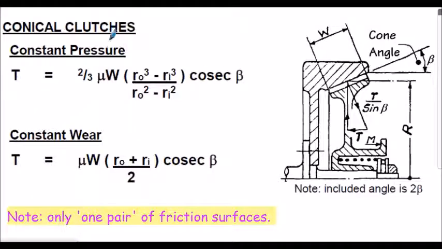So if we now compare the flat plate clutches to the conical clutches, the only difference we find is that in the formula for torque for constant pressure, we have a cosec beta term, and for the constant wear theory, we have a cosec beta term. Notice there is no N term here because the number of friction pairs in this case is considered to be 1. So there's only one pair of friction surfaces assumed for a cone clutch.